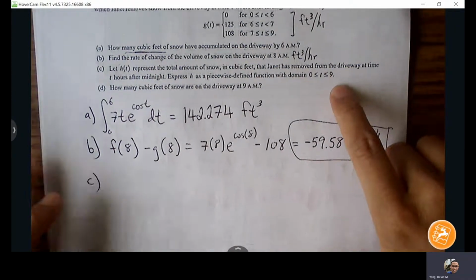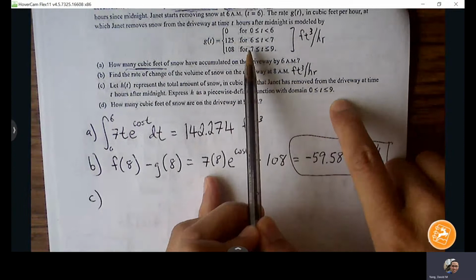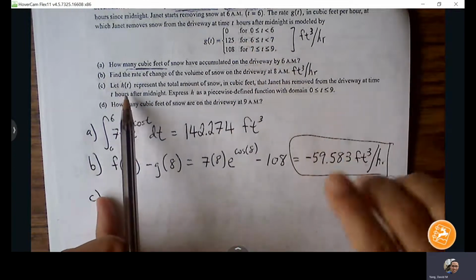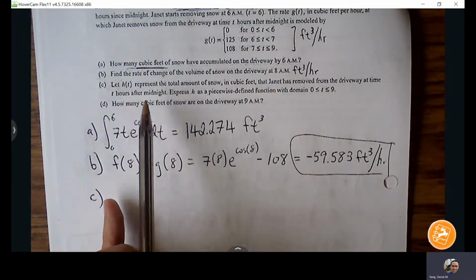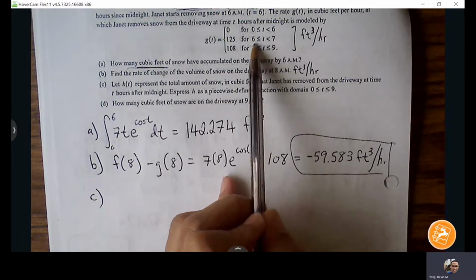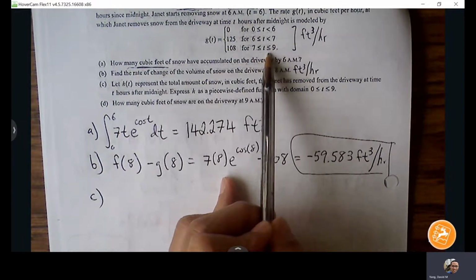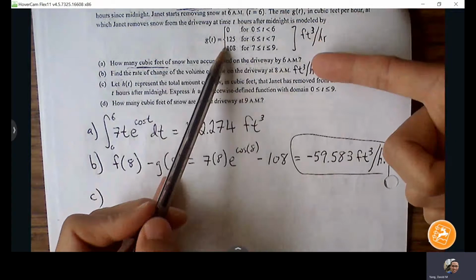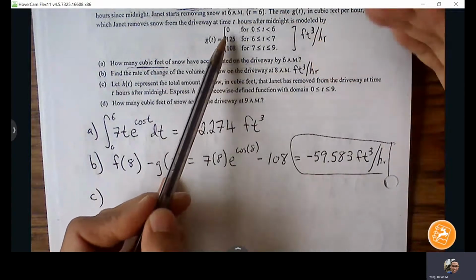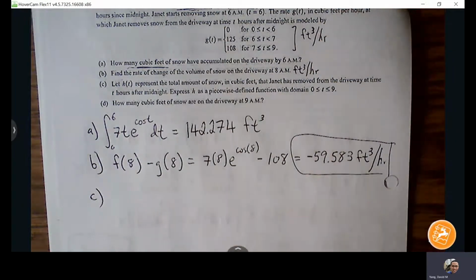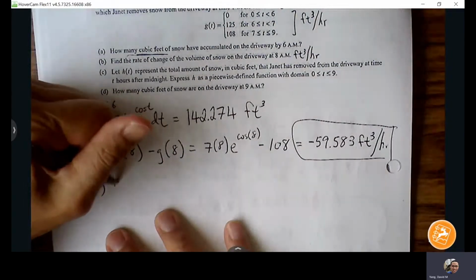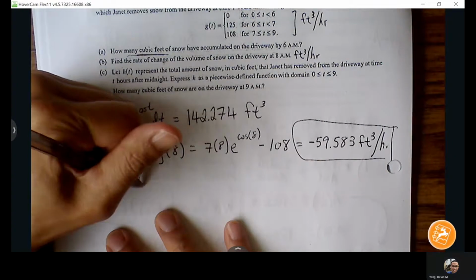Okay, but we do know that she's working at different rates. So if I want to figure out how much snow she's removed at any moment in time, whether 6.5 hours or 7.5 hours or 8.5 hours, we have to create a piecewise function, right? We have three different scenarios. She's working at different rates at these different times. So it's a similar formula.